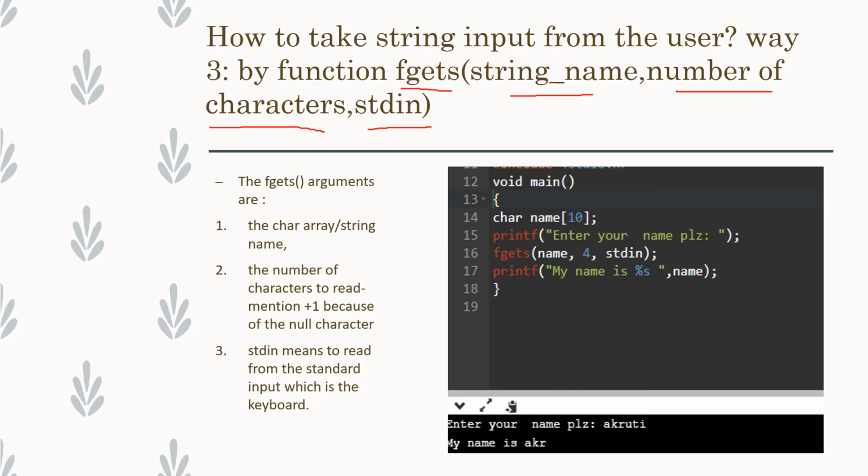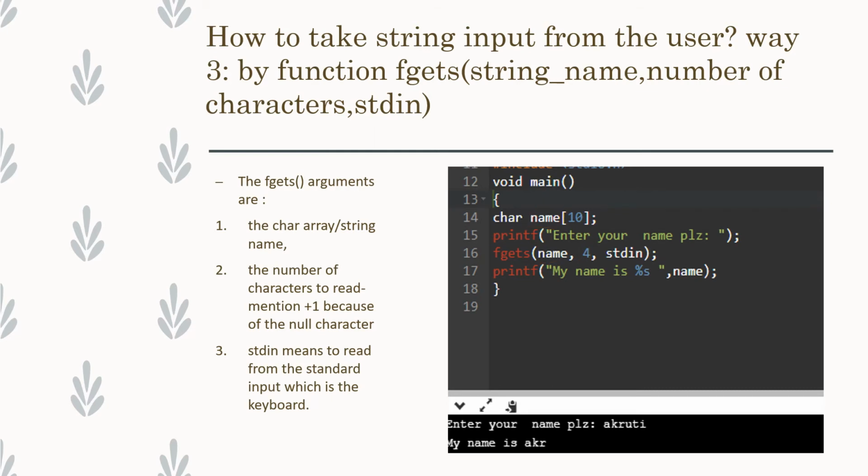Here your string name is the name of the character array which you are gonna mention. I have given here the example. I'm taking one array name, its size is 10. Now I'm printing the message, enter your name please. So I'm mentioning the fgets function. I have written here name because my character array name is name, right? Then I have mentioned 4. That means whatever name I'm entering, I only want 4 characters from the user. That's why I have mentioned 4.